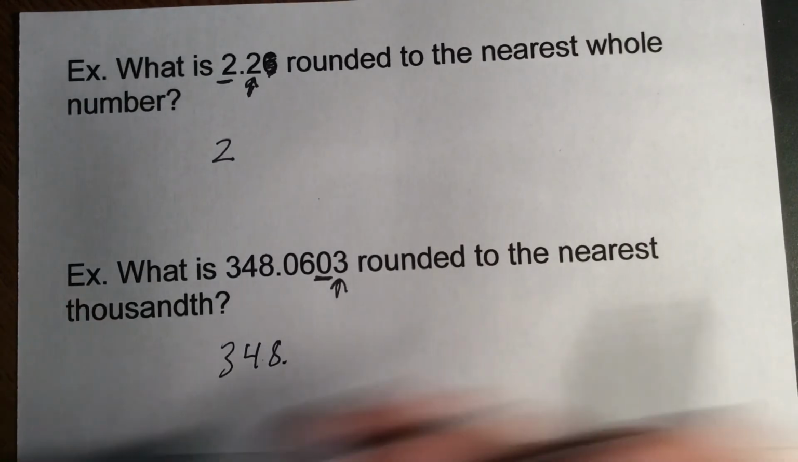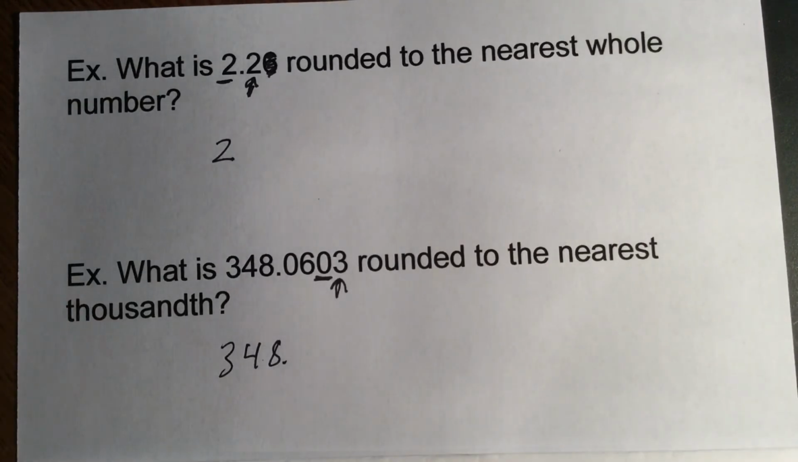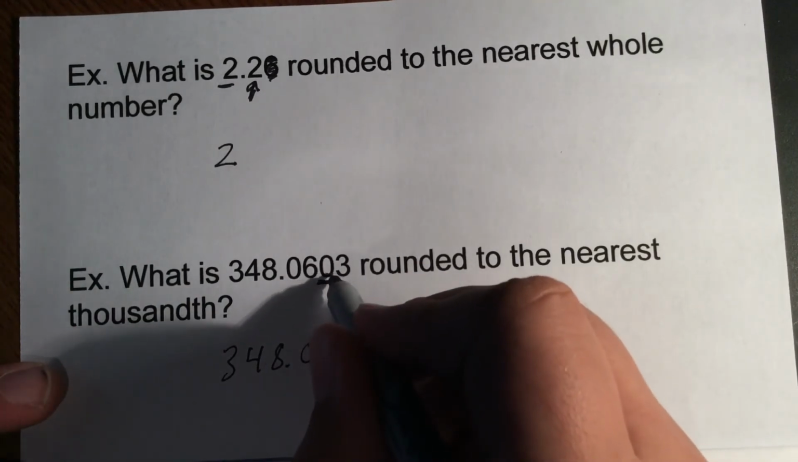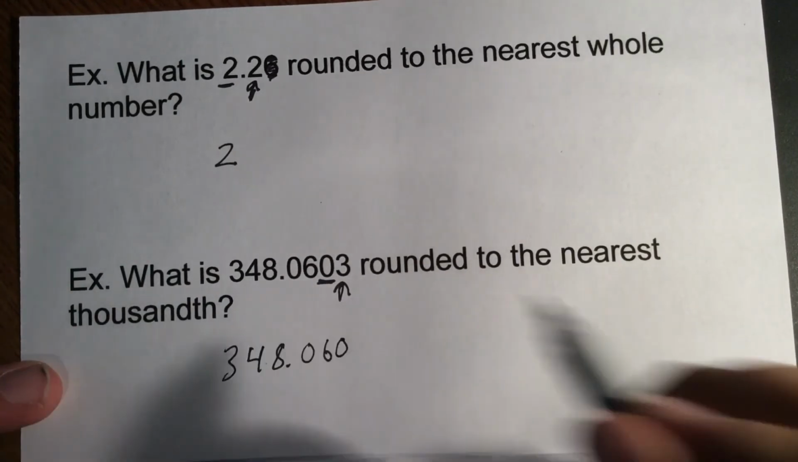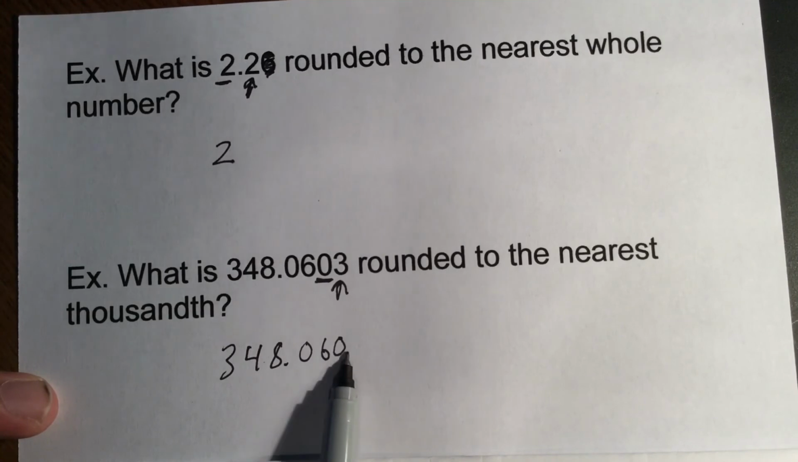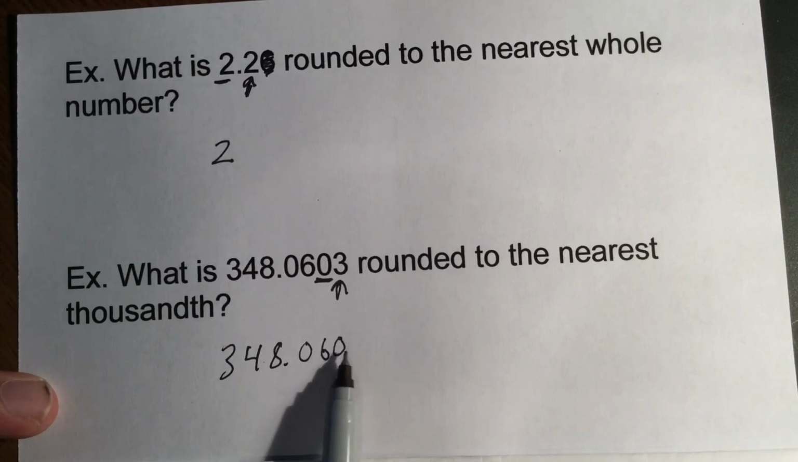Everything to the left of where we're rounding is going to be there. And then it's 0, 6, and the 0 we said stayed, so we leave that as 0. Now you might ask, why can't we drop that 0 there? Well, then it looks like we rounded to the nearest hundredth and not the nearest thousandth. So when we're rounding to a certain place, that 0 has to stay.